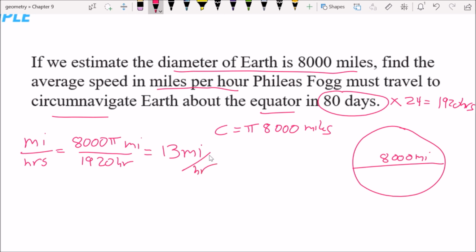So that's saying if you were gonna go, maybe this guy's going in a hot air balloon or something, if you went 13 miles an hour, wow, it would take 80 days to go around the Earth. That's a long time.